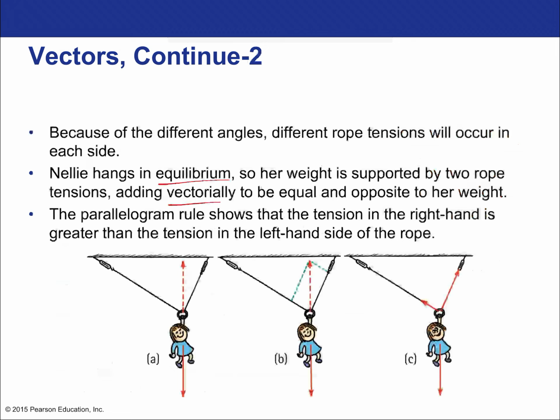The parallelogram rule shows that the tension in the right hand is greater than the tension in the left. What's a parallelogram? This is a parallelogram, right? It's just a rectangle that's tilted a little bit. When you tilt it, you can clearly see that one side of the rectangle is this force vector, and the other side is this force vector, and the rope that is at a steeper angle inherently has greater force. It's holding up most of Nellie.